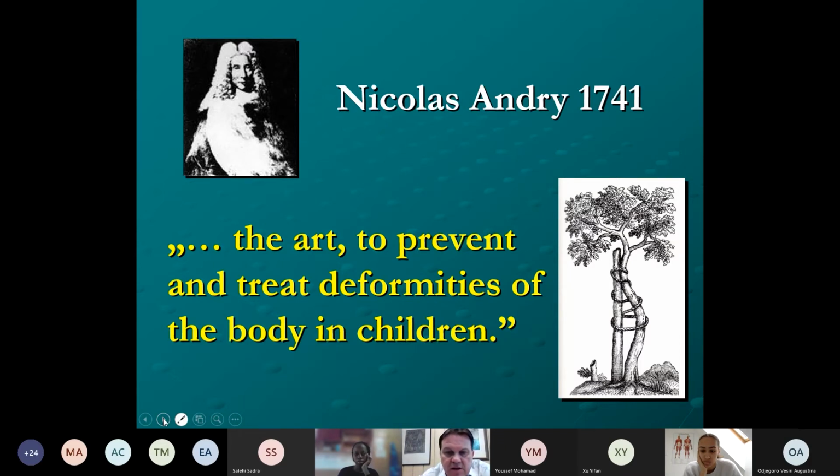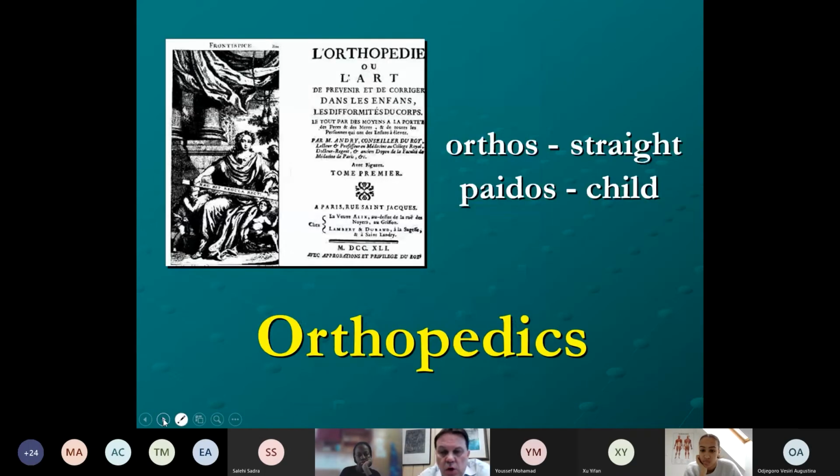It was his expression. There is an art to prevent and treat deformities of the body in children. His name was Nicolas Henry, and he made this interesting painting or drawing of a very, very thin little tree supported by a stick to hold the structure of the tree. This is nowadays used everywhere in the world as a symbol of orthopedic surgery.